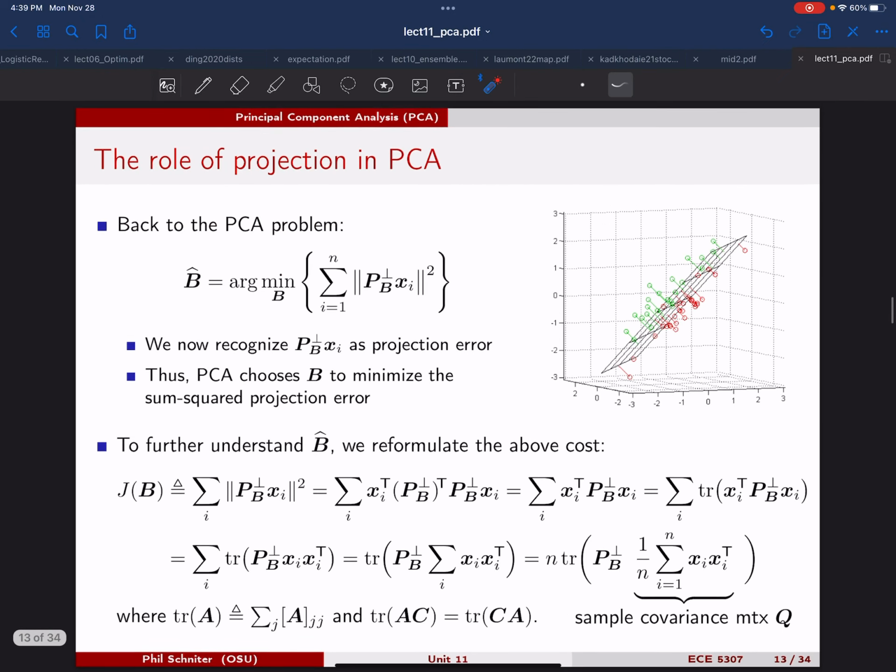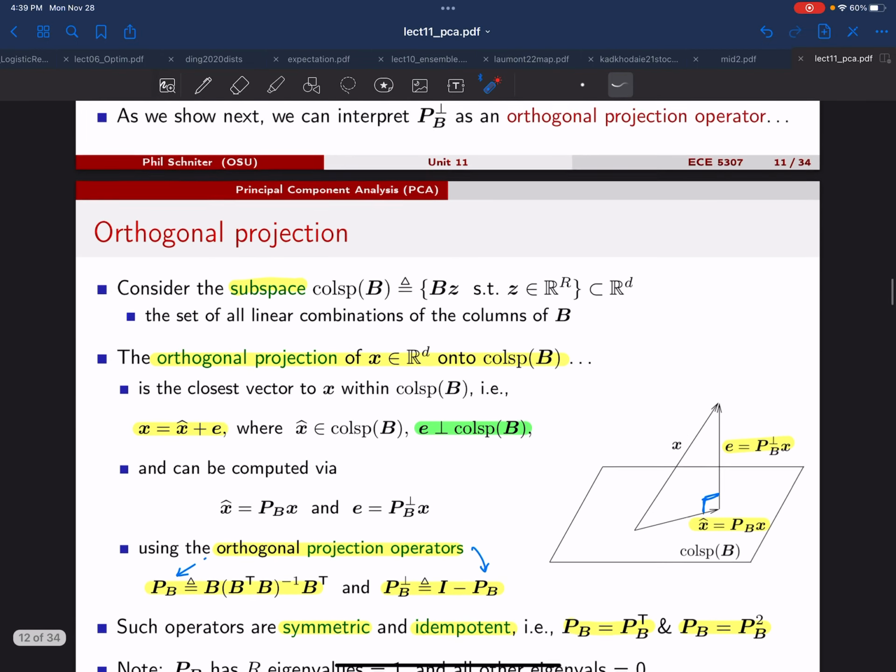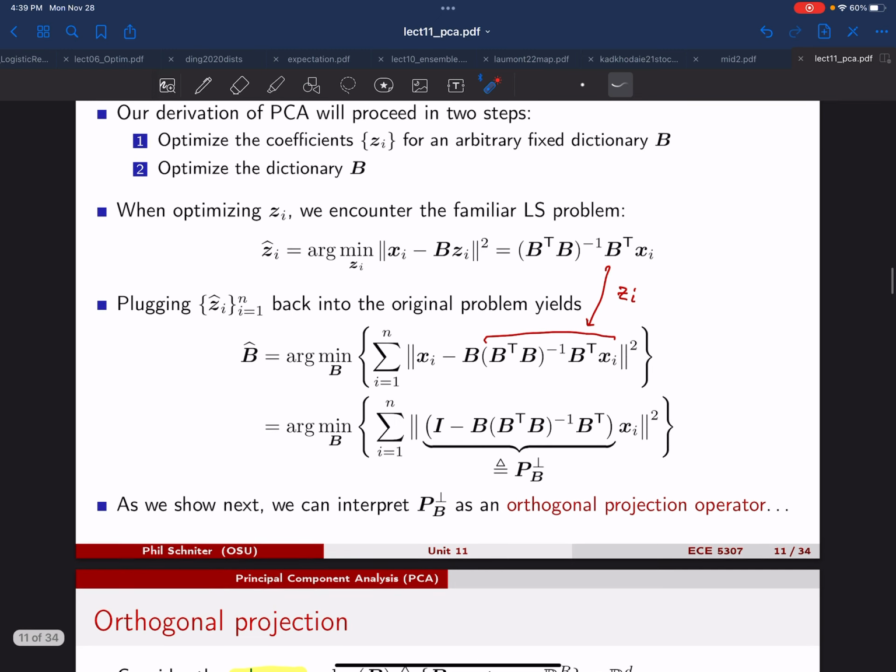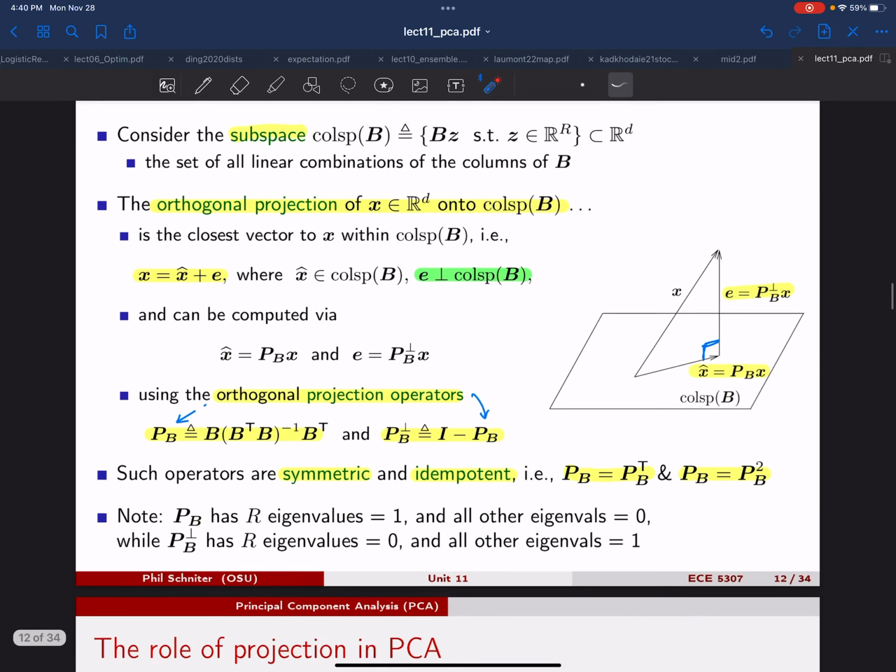Now that we see this, we can understand a little bit more about what PCA is doing. If you come back to this page, you can see that B hat is the B that minimizes this. This is the sum across our data set. This norm squared is measuring the norm squared of the xi times this orthogonal projection operator. Essentially, when we multiply xi times this, it gives us the projection error.